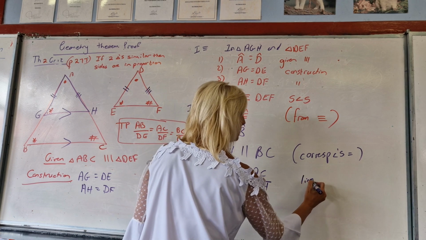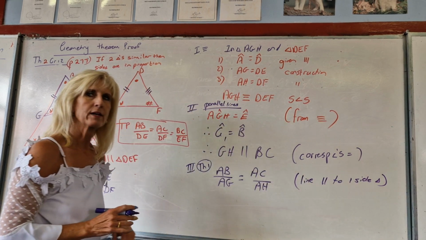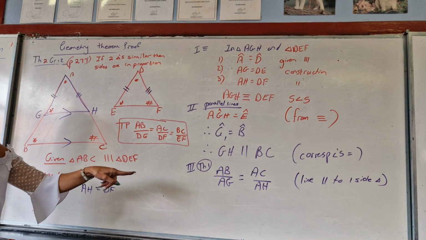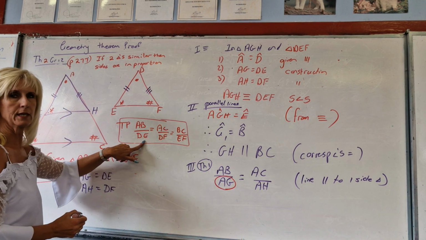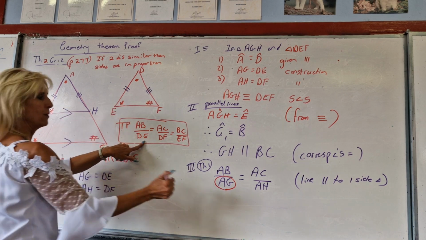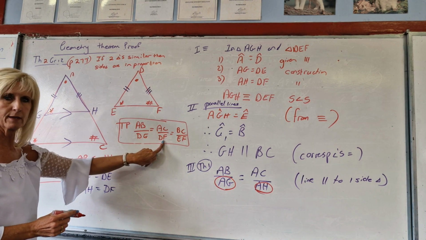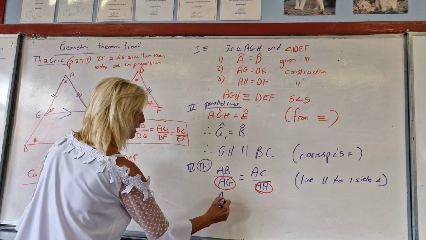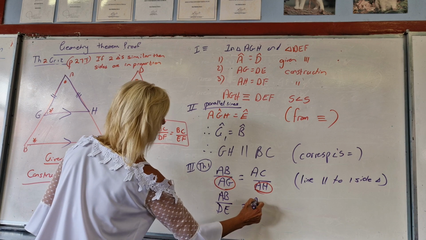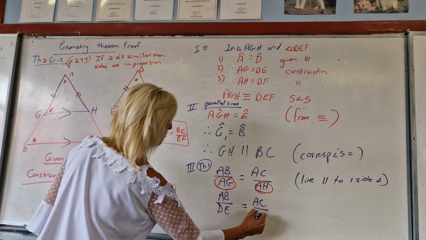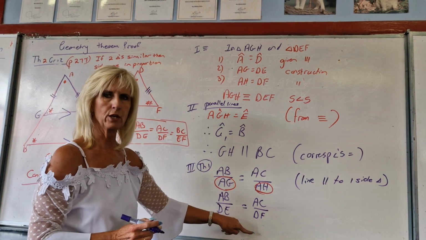Reason? Theorem 1. What is it? A line parallel to one side of a triangle will divide the other two sides proportionally. That's theorem 1. But then we are substituting the AG with DE because they are the same. And we substitute the AH with DF, which gives me this one. Are you with me, everybody? Yes, ma'am. AB over AG is then DE, and AH is DF. Do I have to give a reason for that? No. Because I'm substituting like or equal parts.